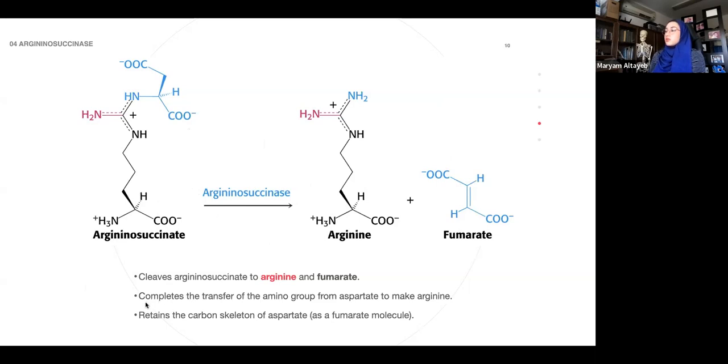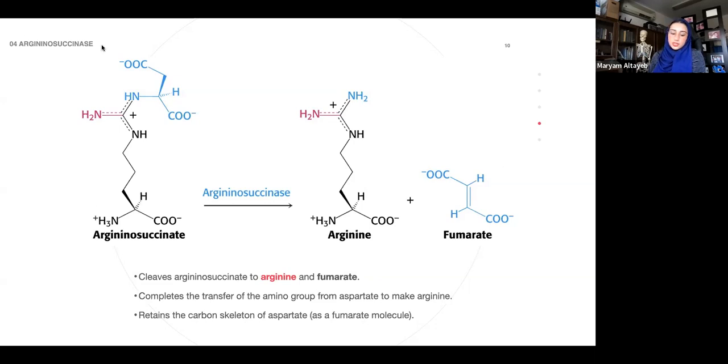What they're saying here is this completes the transfer of the amino group from aspartate to make arginine. And it's going to retain the skeleton backbone of aspartate as a fumarate molecule, which is good. So you don't really have to worry about that, but what I want you guys to know is now we have arginine and we have fumarate. The important thing about fumarate is that it's going to be used in other processes in the body. So you don't want to waste anything. That's why you can see that all of these biochemical pathways are very interrelated. So that's where we are so far.